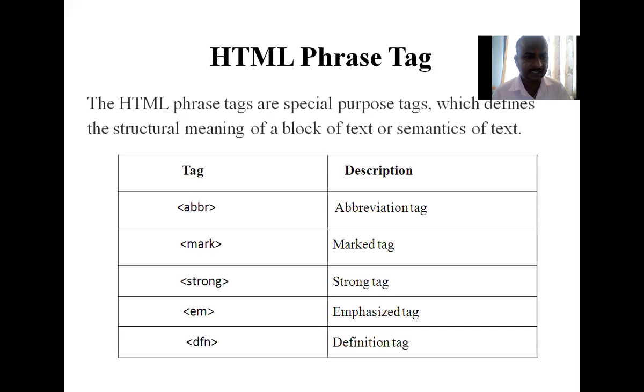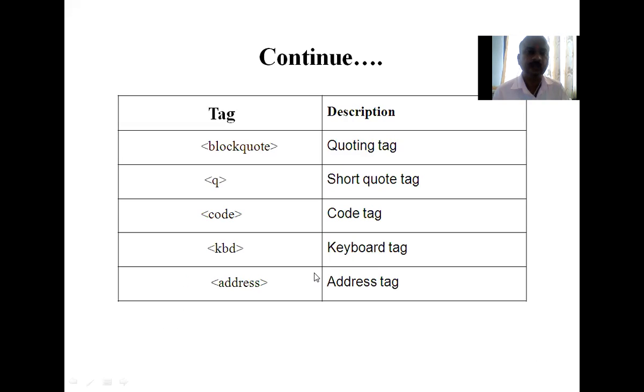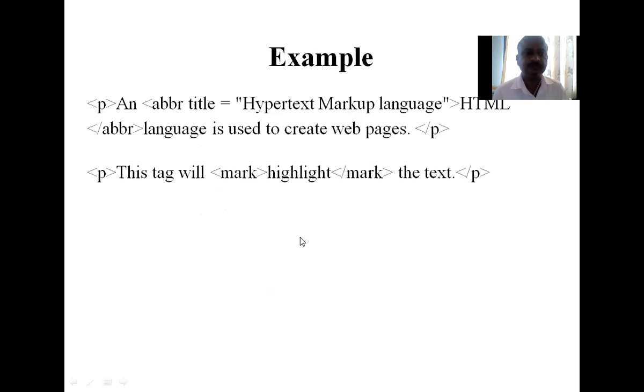Then next, phrase tags: ABBR, that is the abbreviation tag, mark for the marked tag, strong for the strong tag, EM for the emphasized tag, and DFN for the definition tag. Blockquote for the quoting tag, Q for the short quote tag, code for the code tag, KBD for the keyboard tag, address for the address tag. This is one example for the mark tag and abbreviation tag.